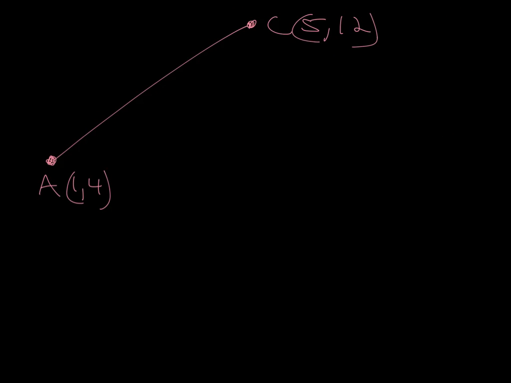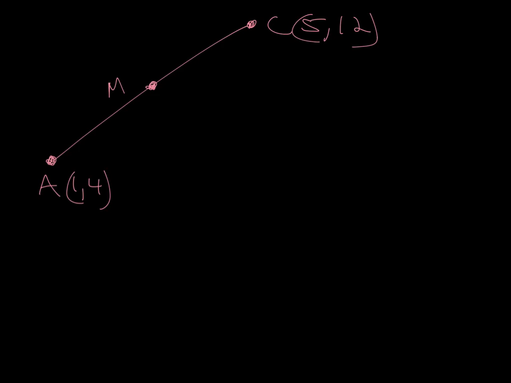In part B, we are told that the point C has coordinates 5, 12, and that the point M is the midpoint of AC, and we're asked to find the coordinates of the point M. So to do this, you can just do it intuitively, recognizing that the x coordinate of the midpoint will be halfway between here and here, which is going to be 3, and the y coordinate is going to be halfway between here and here, which is going to be 8.